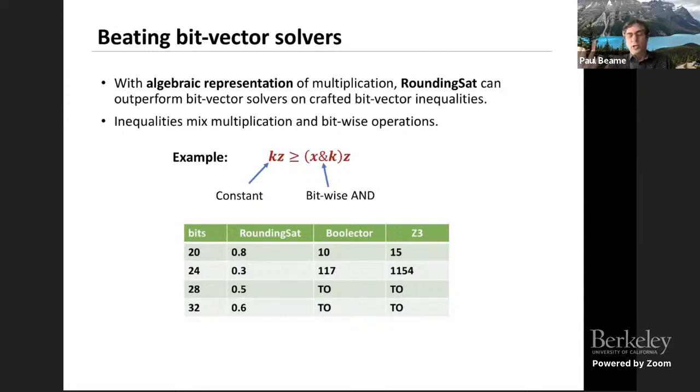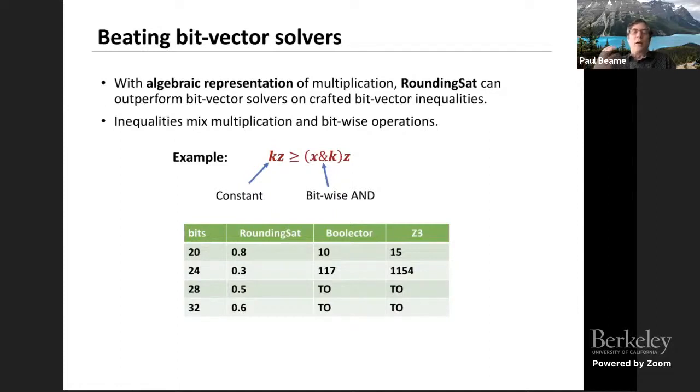So imagine you have a large constant k. You want to say k times z is at least some input x anded bitwise with k and multiplied by z. So that's a new integer we multiply by z. Clearly the coefficient is smaller, so that should be true. And rounding SAT is able to do it. Now we did these experiments with the earlier version of rounding SAT, so there's limited bit width. But as you can see, Boolector times out even at 28 bits, and it's really focused on the bit vector case. And Z3, which is more general, so a bit slower, also times out on these.